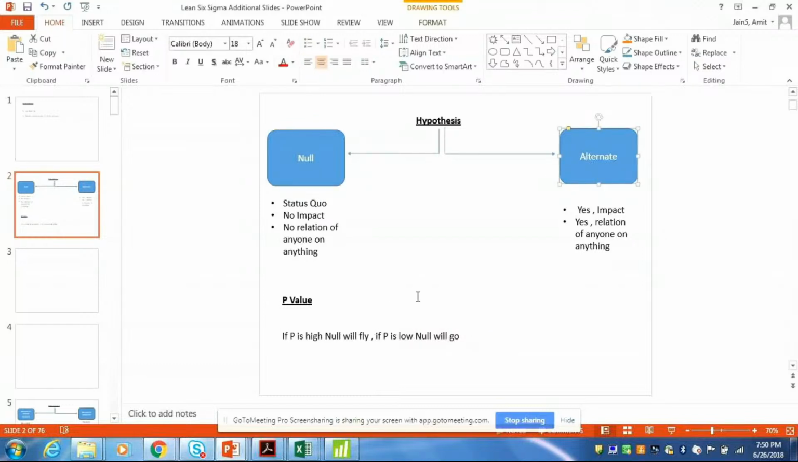Whenever we are checking if there is a relationship between two factors, if we get a p value higher than 0.05, that means there is no relation because null is true. If p is lower than 0.05, null will go and alternate would be true. Alternate would mean that yes, there is a relationship between these two factors.